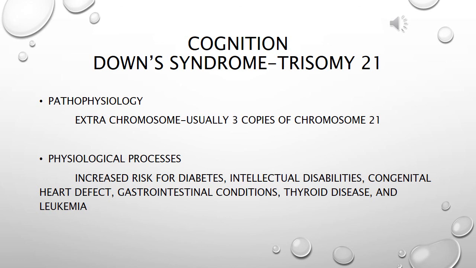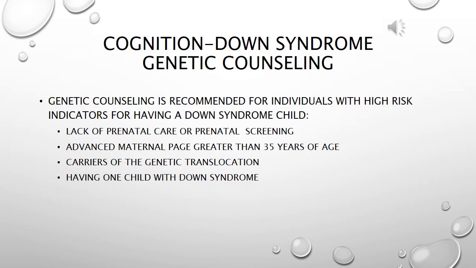Down syndrome, or trisomy 21, is an extra chromosome, where a person usually has 3 copies of chromosome 21. Patients with trisomy 21 are at increased risk for metabolic disturbances to include diabetes, congenital heart defects, GI conditions like celiac disease, thyroid disease, and leukemia. There is really no known cause for trisomy 21.